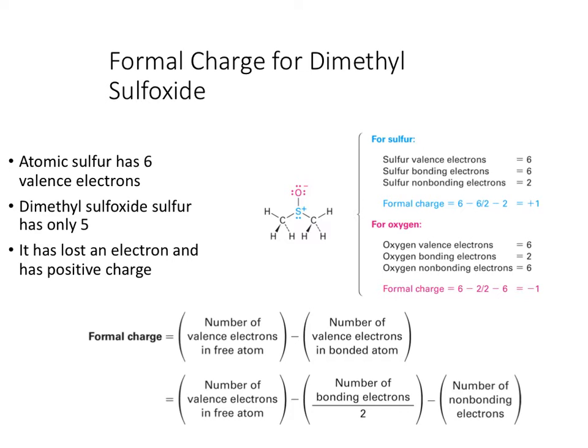You will need to be able to figure out a formal charge for atoms in a given molecule. And the way you do that is you use this equation. What we want to do is count up the number of valence electrons in the free atom and then subtract the number of valence electrons in the bonded atom. And the way we figure out the number of valence electrons in the bonded atom is to subtract the number of bonding electrons divided by 2 and the number of non-bonding electrons.